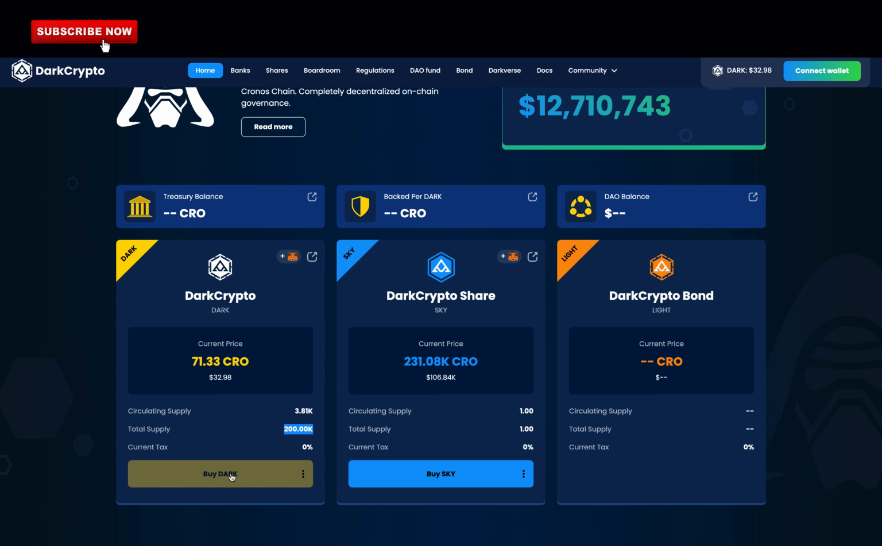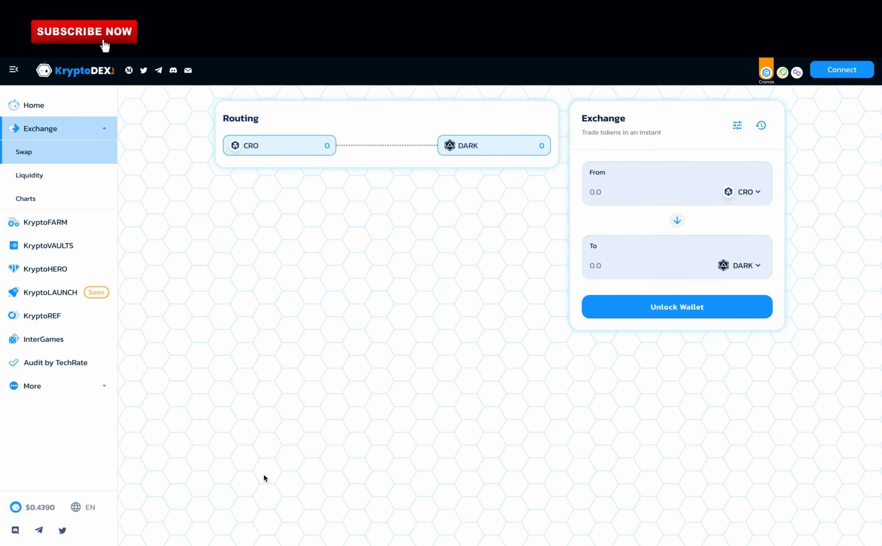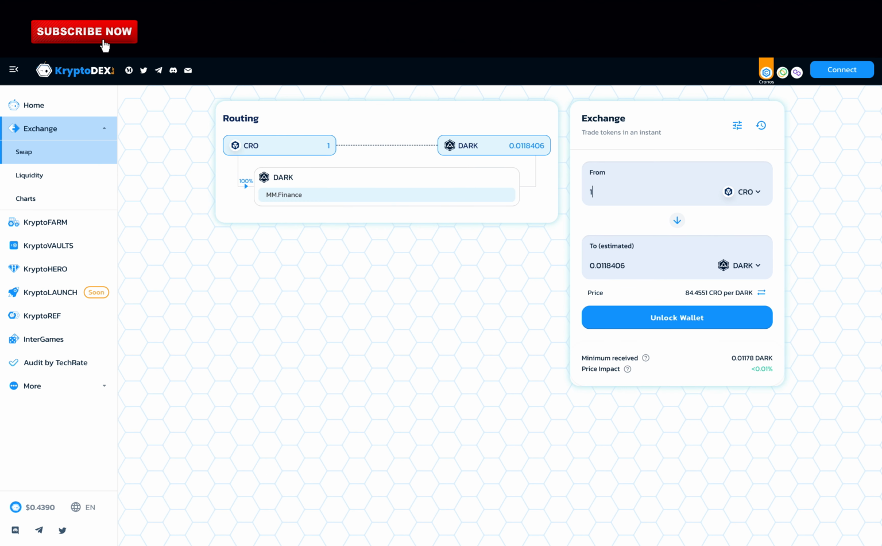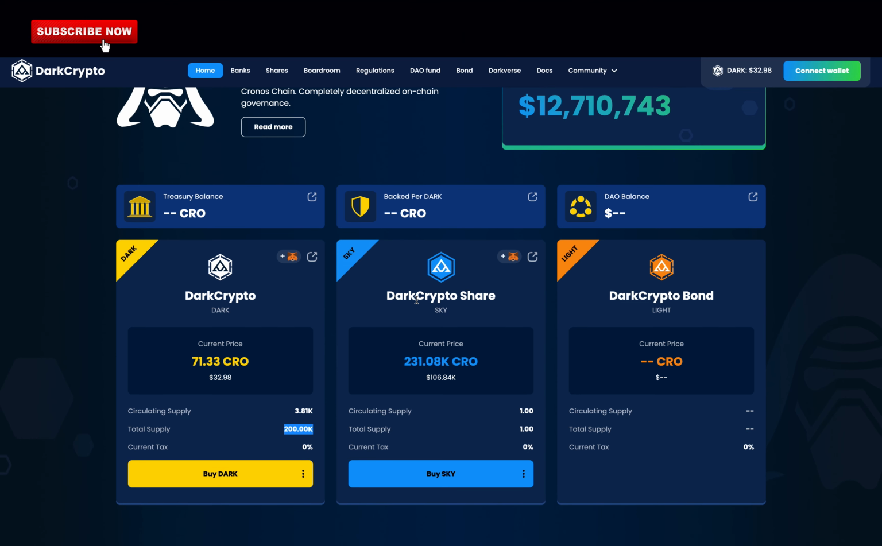So over here you can buy the token. This brings you to the Crypto DEX. They are actually in partnership with Crypto DEX and many others. Here you can swap any token on the Cronos chain to Dark. Then there's the share token Sky. The price of one Sky is pretty expensive, right? $106,000. The total supply right now is only 1, but the max total supply is actually 100,000. And here you can buy the token Sky. Then there's the bond token called Light.